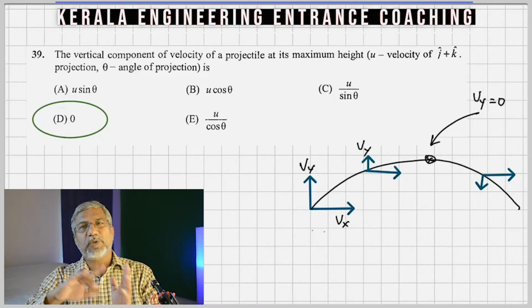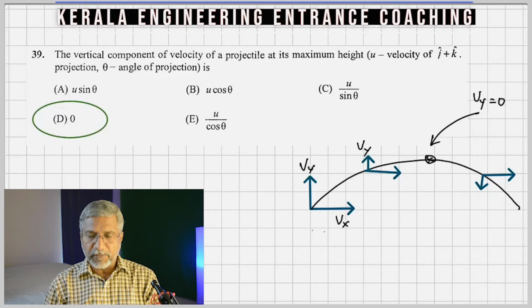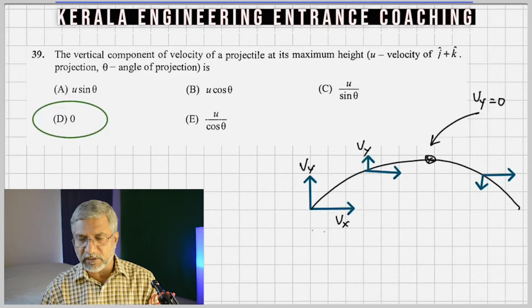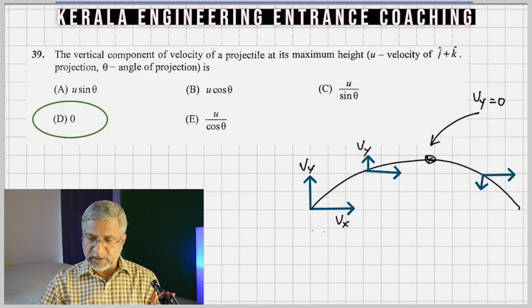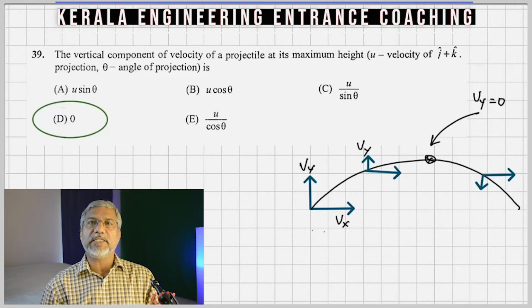See that? So the vertical component continuously changes. This question is asking, what is the vertical component at its maximum height? It is zero. At its maximum height, the vertical component is zero.